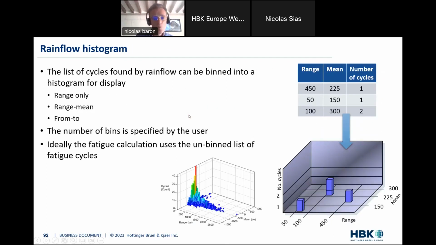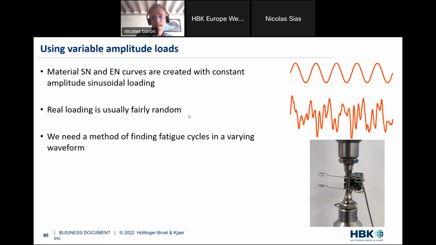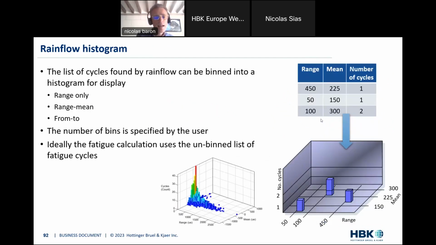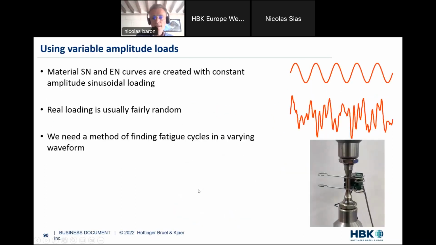It allows us to break down our complicated signal, something that could look like this one here, something that's not easily tractable when we want to make the calculation, into something with which we can use the EN or SN curve that were done for constant amplitude loading. So that's the outcome of the rain flow calculation. It's very common practice to represent the result in terms of a histogram. So this is a histogram view done in ENCODE here.